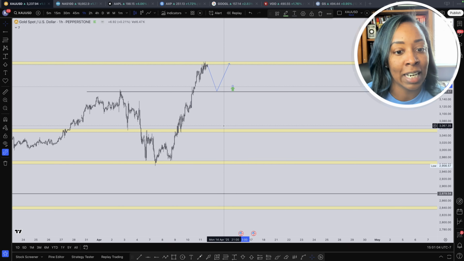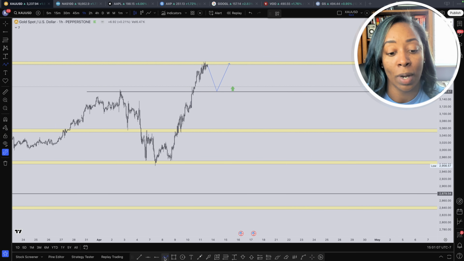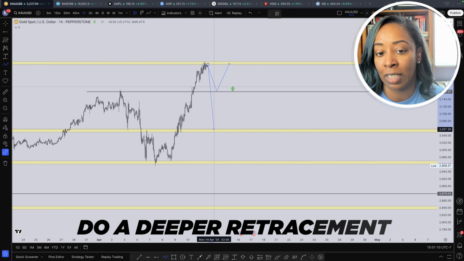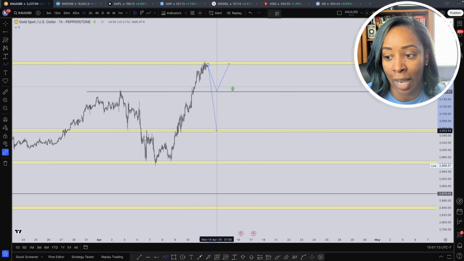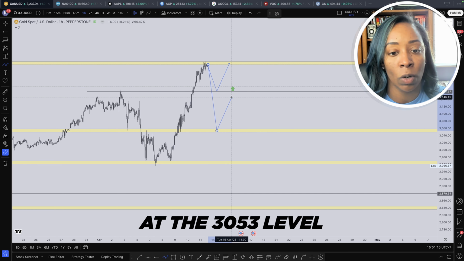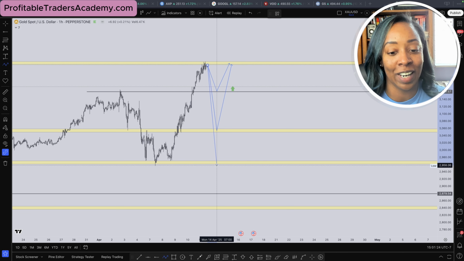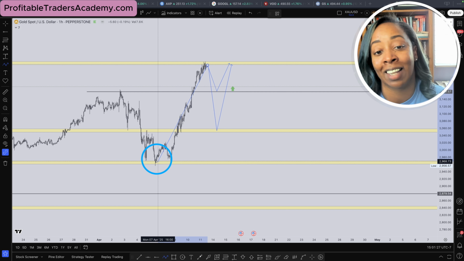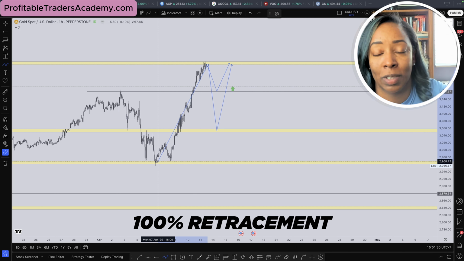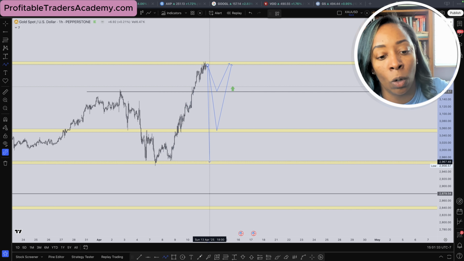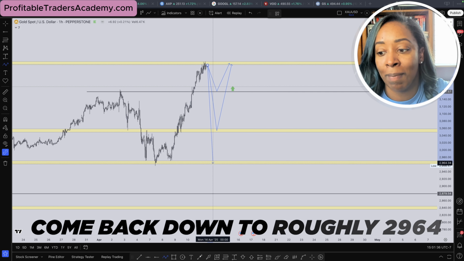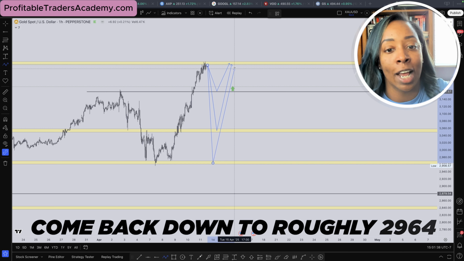And then another thing that price could potentially do is to come back and do a deeper retracement, and that could be around here at the 3053 level, and then come back up as well. And then the very last thing that I think price could do in this area is to come all the way back down here. Now this will be a really steep retracement, 100% retracement, but we've seen it before on gold, so it's not far-fetched at all. Come back down to roughly 29.64 and then possibly come back up. So that is pretty much my idea on that part.